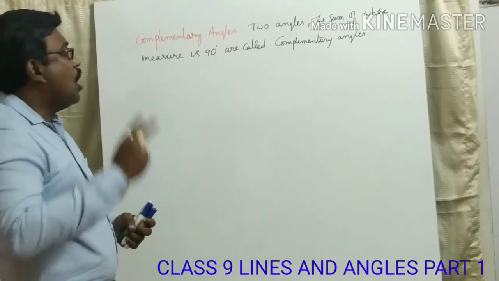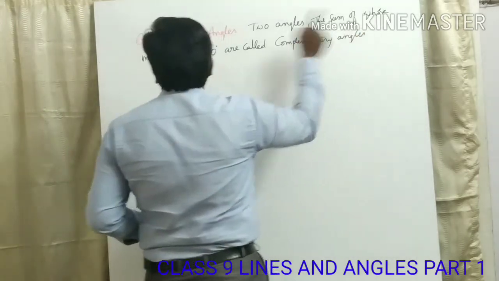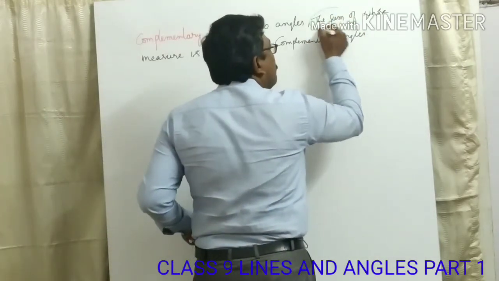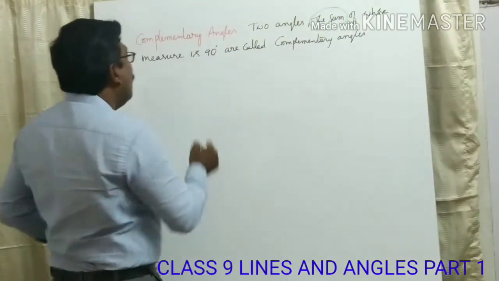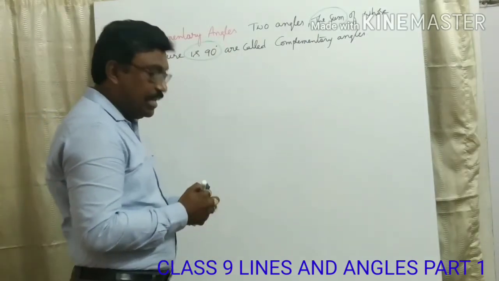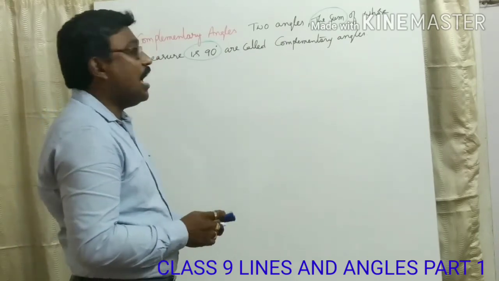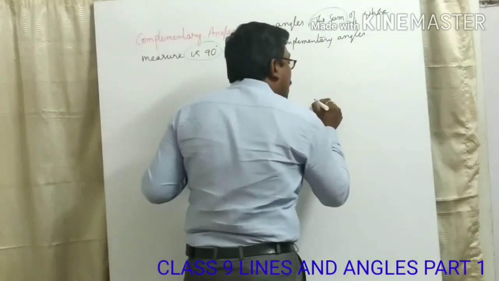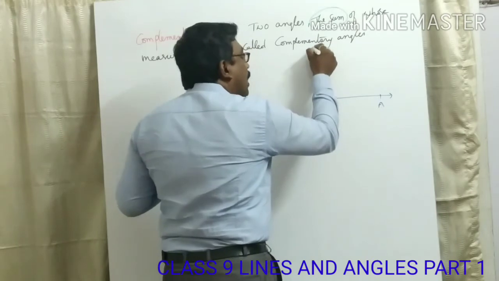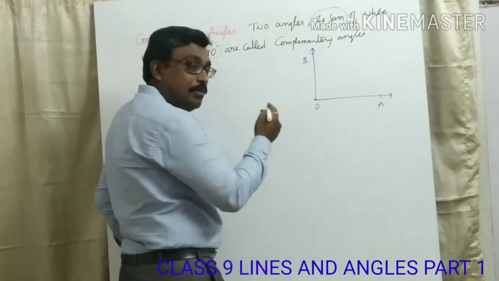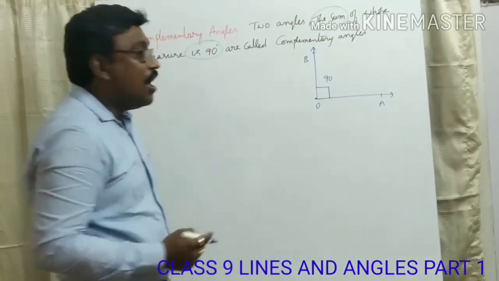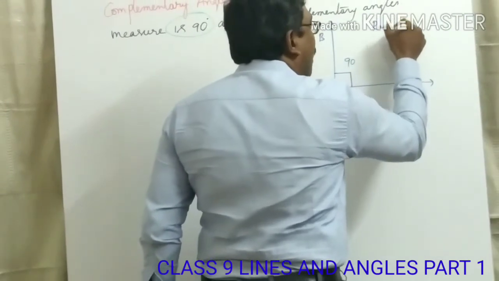Okay, now, the kinds of angles. Complementary angles: two angles, the sum of whose measures is 90 degrees. Here the important keyword is that the sum is 90 degrees. Then they are called complementary angles. Suppose OA is the initial ray and OB is the terminal ray, making 90 degrees, a right angle.